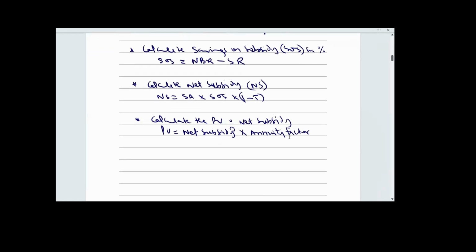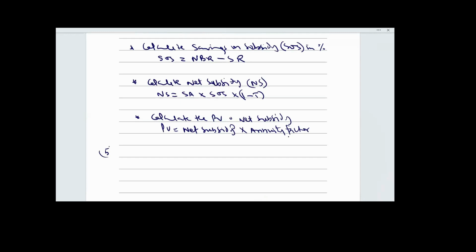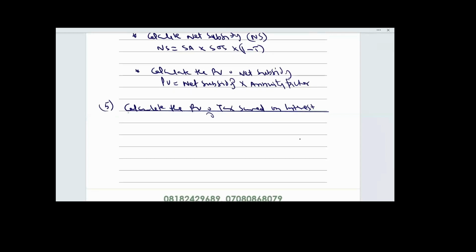Then the last step under the PV of financing, let me see, number 5, is to calculate the PV of tax saved on interest. So to calculate the PV of tax saved on interest, there are 3 procedures. Step 1, you accumulate all interest elements. Anything that has to do with interest.